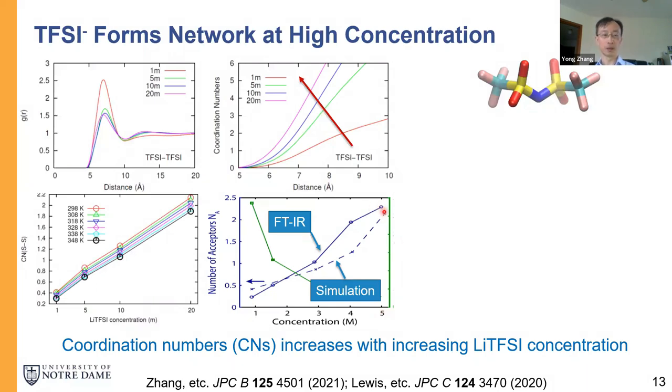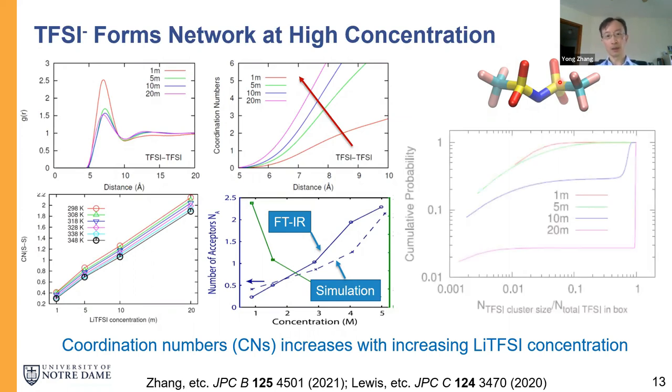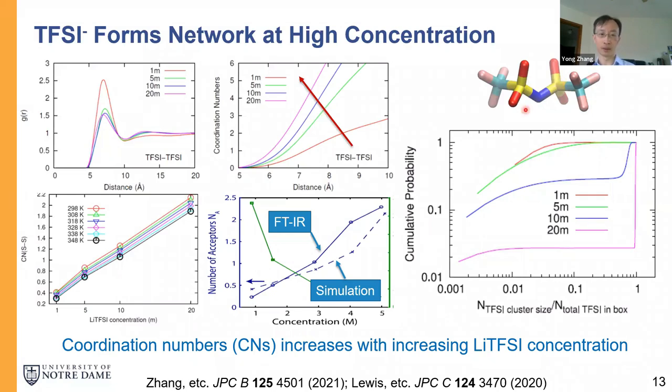You can see here at 20 molal, each of the sulfur is coordinated by more than 2 sulfur from other TFSI. We didn't include the sulfur from the same molecule, which means at high concentration, all these TFSI ions are coordinating or interacting with other TFSI. The other way to look at this is what we call a cluster size distribution. Here on the x-axis, we show the normalized TFSI cluster size. Whatever size it is, we normalize by the total number of TFSI in the whole box. And the y-axis here is the integration of the probability of each size.